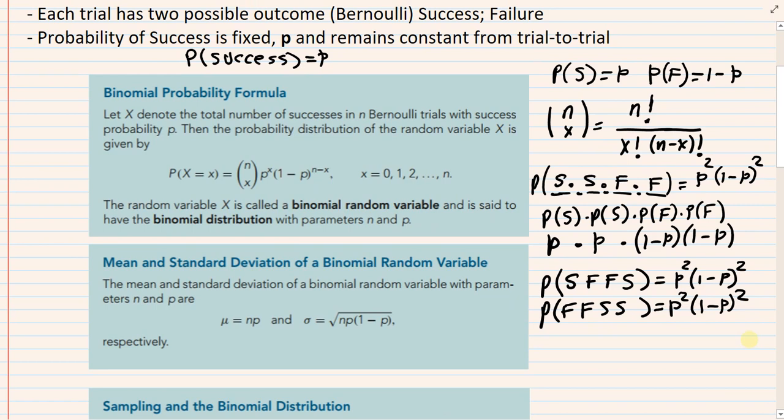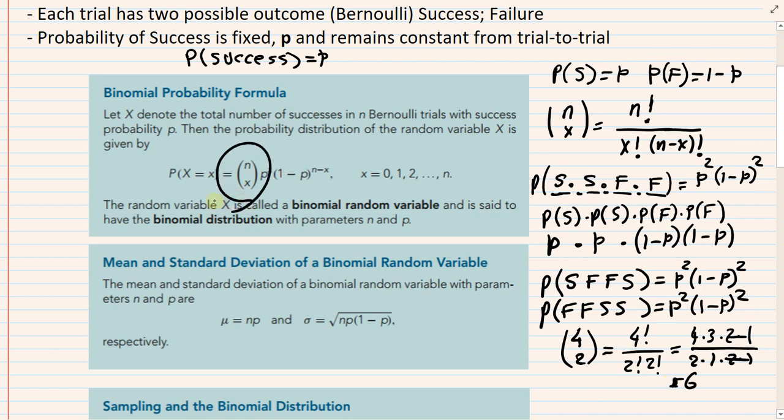So a sequence of 2 successes and 2 failures could occur this way, it could happen this way, or other ways. Well, how many ways are there possible? I have 4, and I want to have 2 successes. So 4 choose 2 is how many sequences of successes and failures there are. That's 4 times 3 times 2 times 1, divided by 2 times 1 times 2 times 1, and the answer is 6. So there are 6 sequences possible, and that's what the nCx notation up front does.